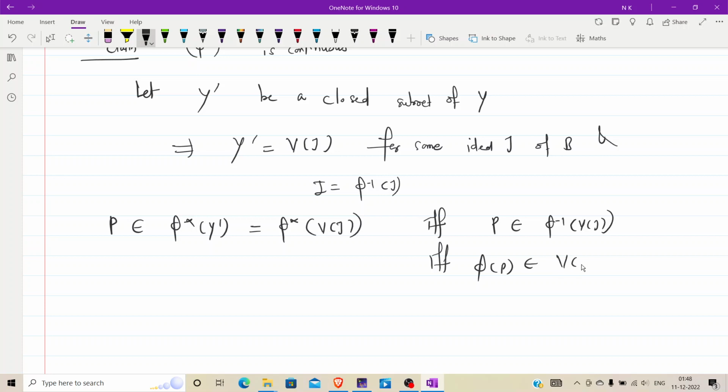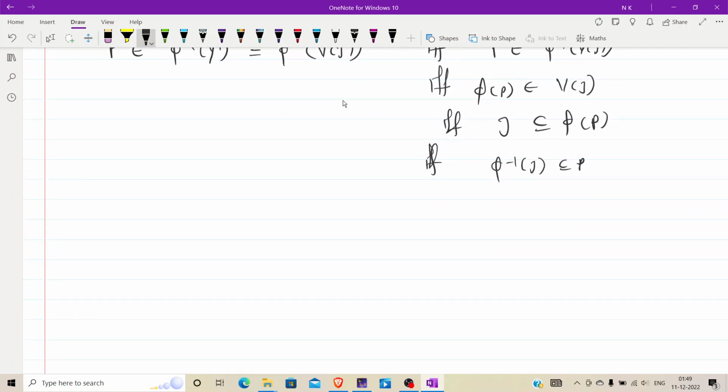Now, that is possible if and only if phi of P belongs to V of J, if and only if J is contained in phi of P. And that is possible if and only if phi inverse of J is contained in P. That is possible if and only if P belongs to V of phi inverse of J, which is V of J contraction.